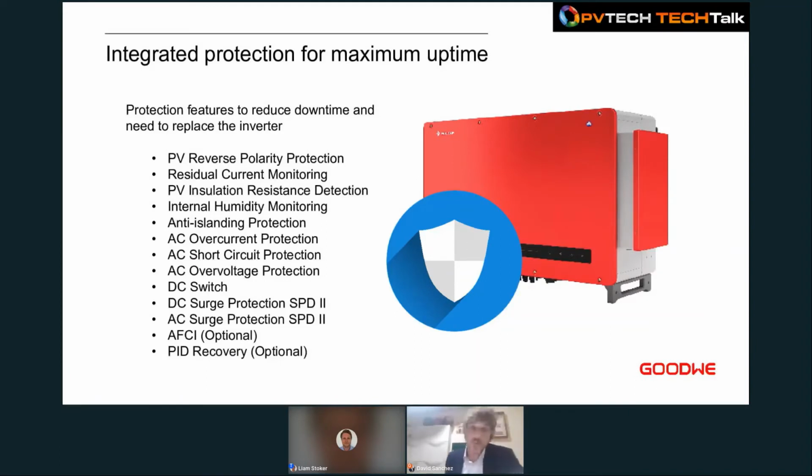Integrated protection for maximum uptime. As I said, we manufacture high quality inverters, and for that you need high quality protection features, right? There is a long list, as you can see, of features that our inverters bring to the market, including, as I said, AFCI and PID recovery. All these protection measures aim to reduce the time the inverter is off, to keep the inverter as safe as possible, and in the end to deliver the highest quality and the highest possible safety to our customers.